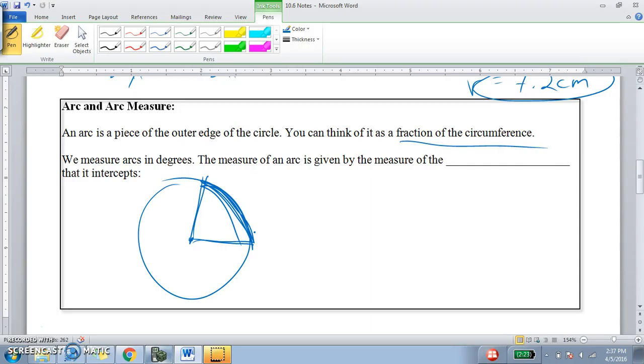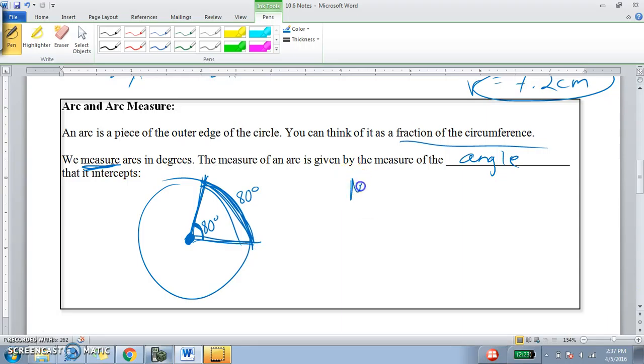We measure arcs in degrees. When you see the word measure, you're talking about degrees. If you see the word length, we're going to be talking about something else, which we'll cover on the next page. When I'm talking about the measure of an arc, I'm talking about the angle of the circle that I've cut out. This angle looks like maybe about 80 degrees, so I would say the measure of this arc is 80 degrees. It's given by the measure of the angle that it intercepts, or the chunk of the circle cut out by that arc, measured from the center of the circle out to the edges of the arc.